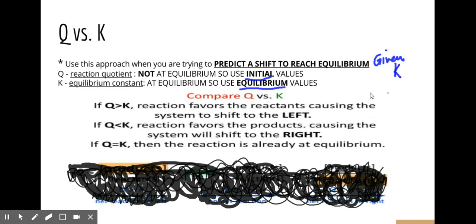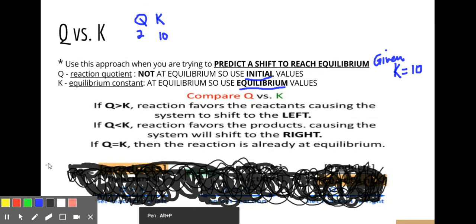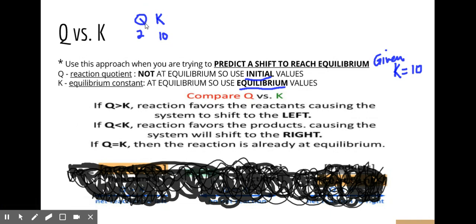So we're given K. Let's say that we calculate Q. Let's give a number to K. Let's say K is equal to 10. So we calculate Q, and when we do that, we find that Q is equal to 2. So what we do to compare Q versus K is we write both of them on the number line. If we write them on the number line, then that helps tell us which way we need to shift to reach equilibrium. We're always trying to reach K. So if Q numerically is less than K, then we're going to shift to the right, to the product side, in order to reach equilibrium.